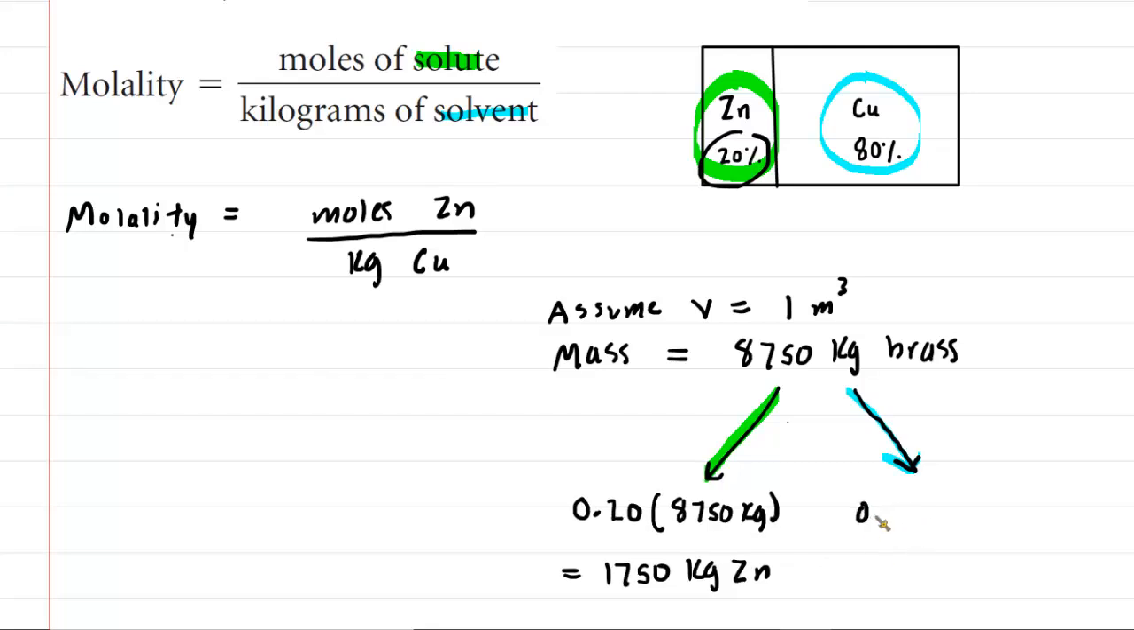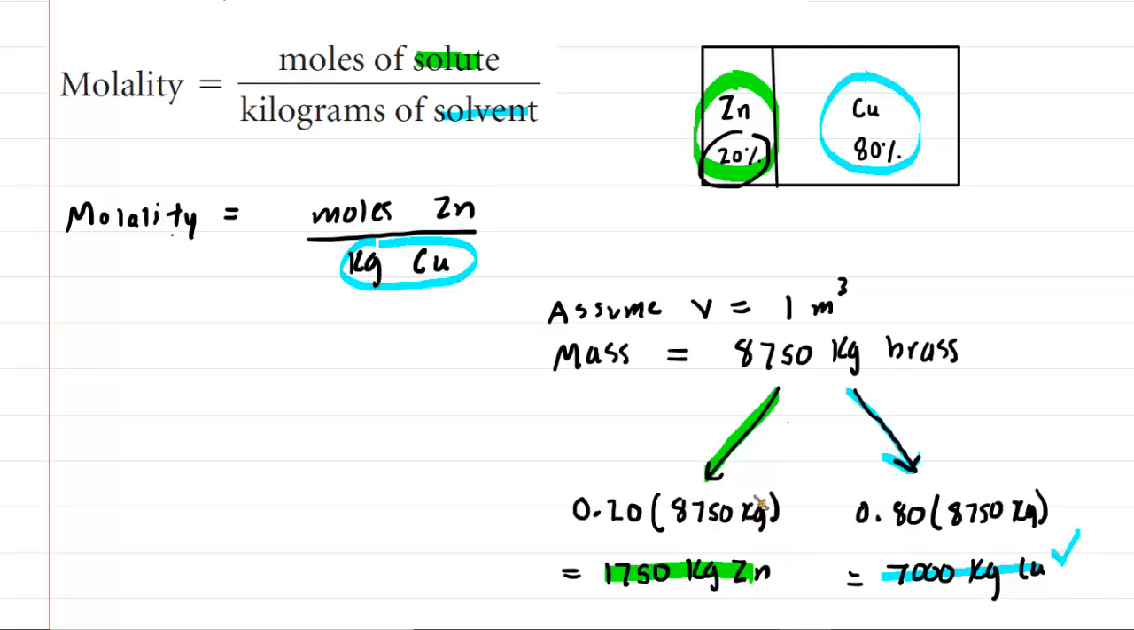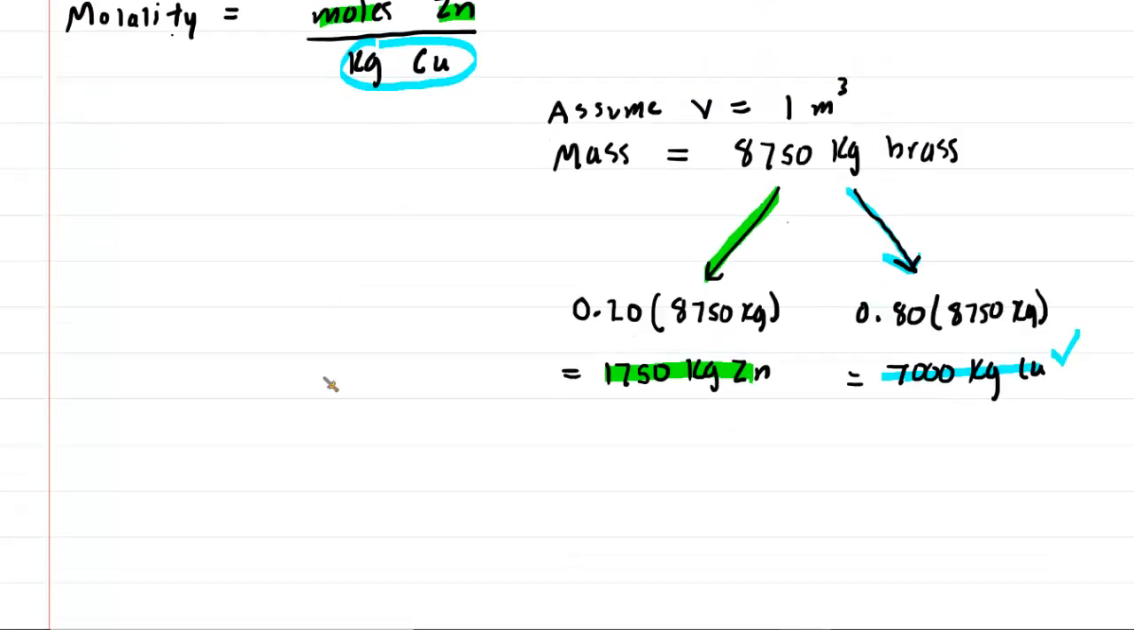We'll do the same kind of calculation for the copper portion. We'll take 80% and multiply that by the 8,750 kilograms, and when we do that, we get 7,000 kilograms of copper. So this is getting us somewhere, because we now have the mass of zinc as well as the mass of copper. The mass of copper is definitely what we need, right? In the formula, it's kilograms of copper, and we've got that right here. But what we really need to do next is figure out the moles of our solute, aka the moles of zinc. So that becomes our next challenge. We can write that down here.